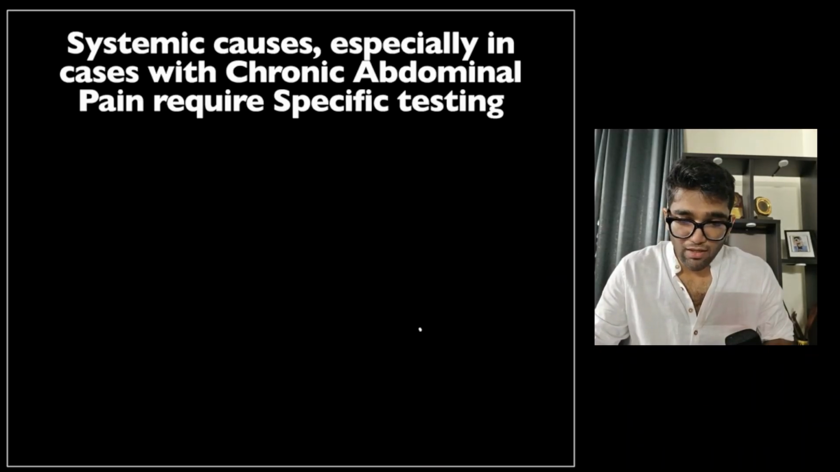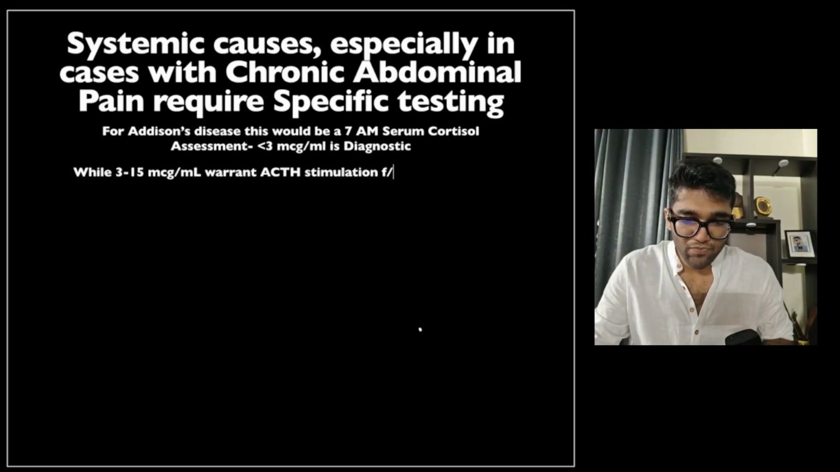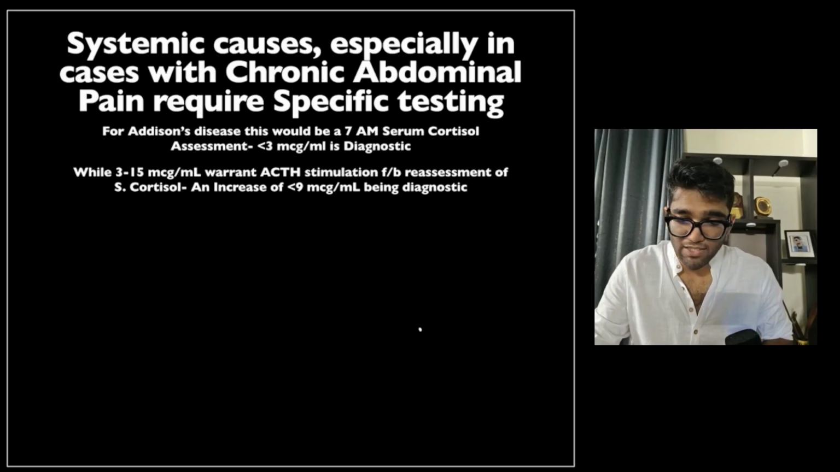Now, however, from a diagnostic standpoint, some of these disorders warrant very specific testing, so I'll just discuss that here. For Addison's disease, that implies a 7 a.m. serum cortisol level assessment, which, if it is less than 3 microgram per ml, is diagnostic. Now, 3 to 15 microgram per ml warrants an ACTH stimulation test, the detail of which we will come to later. And if there is an inability to increase serum cortisol by more than or equal to 9 microgram per ml, that again becomes diagnostic for Addison's disease.